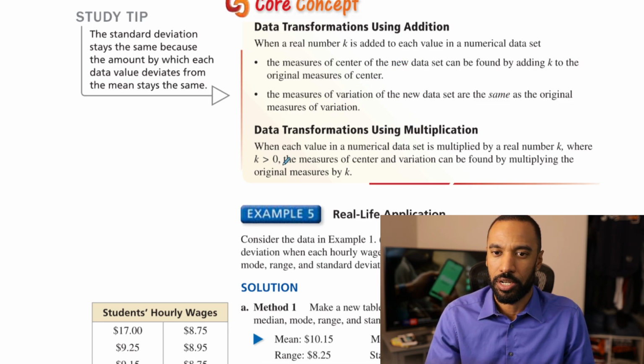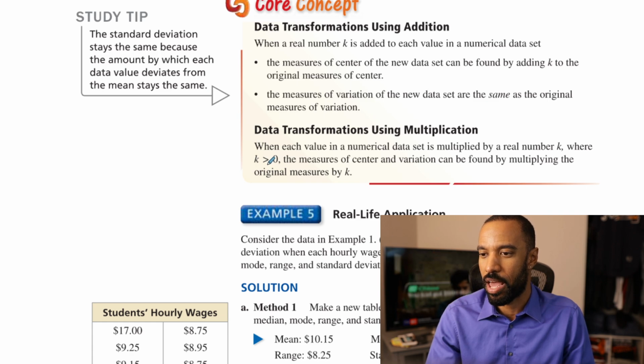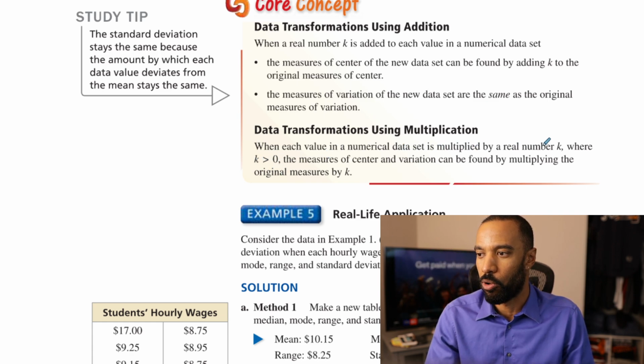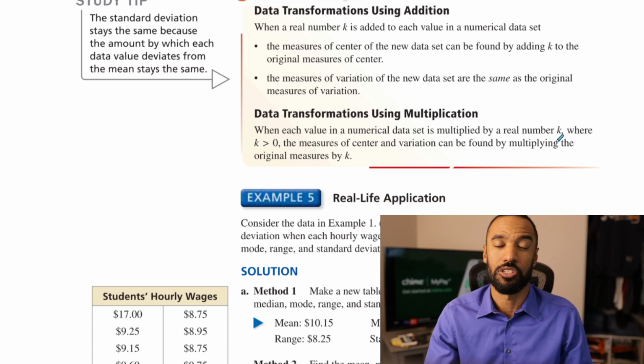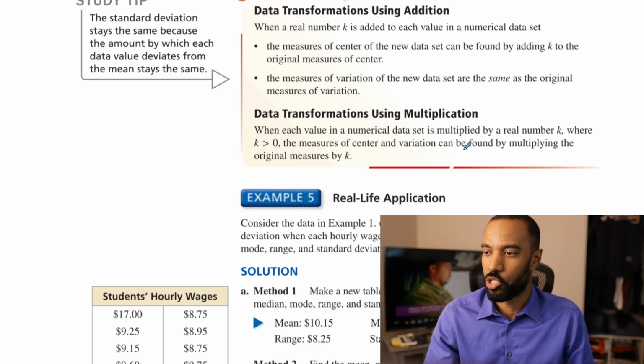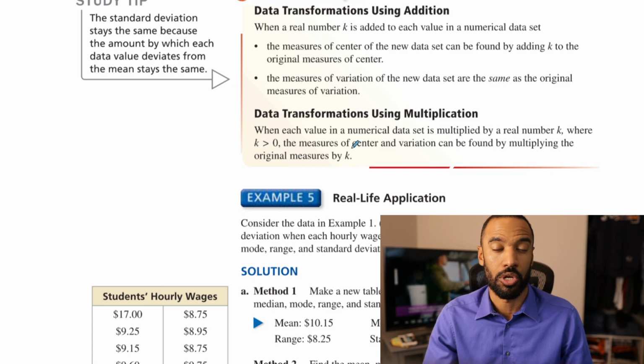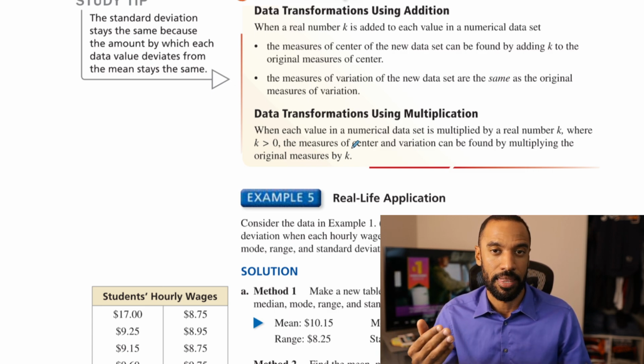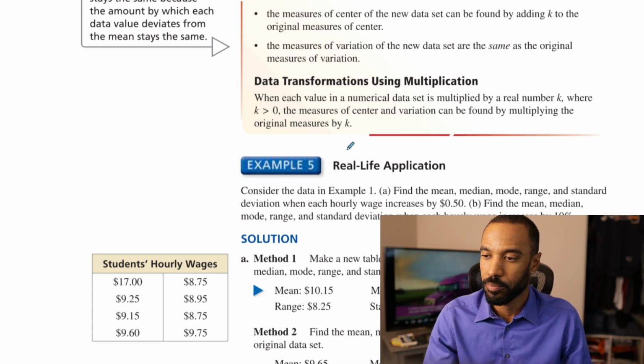By using multiplication. Now, I don't see a time that I'd ever multiply by a negative number, so they're just kind of giving that stipulation. When each value is multiplied by some real number k, where everything is doubled, for example, the measures of center and variation are all also doubled. You will multiply all of them by that thing. That's kind of how that would work.